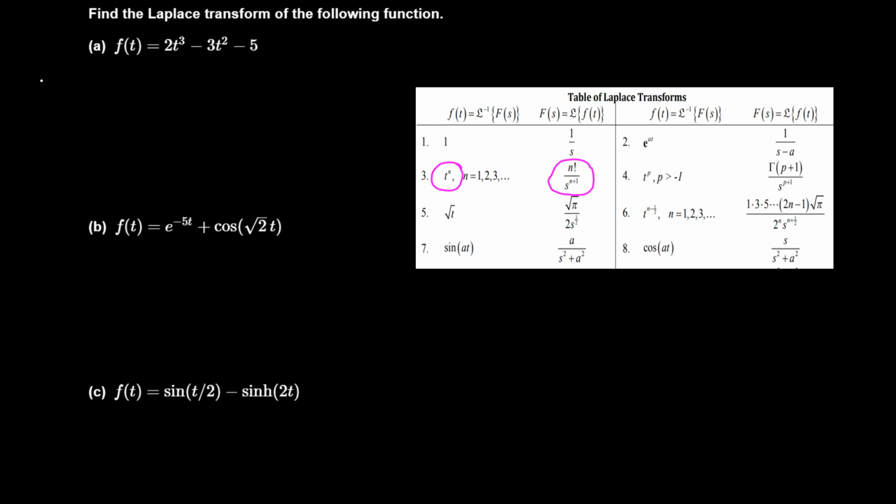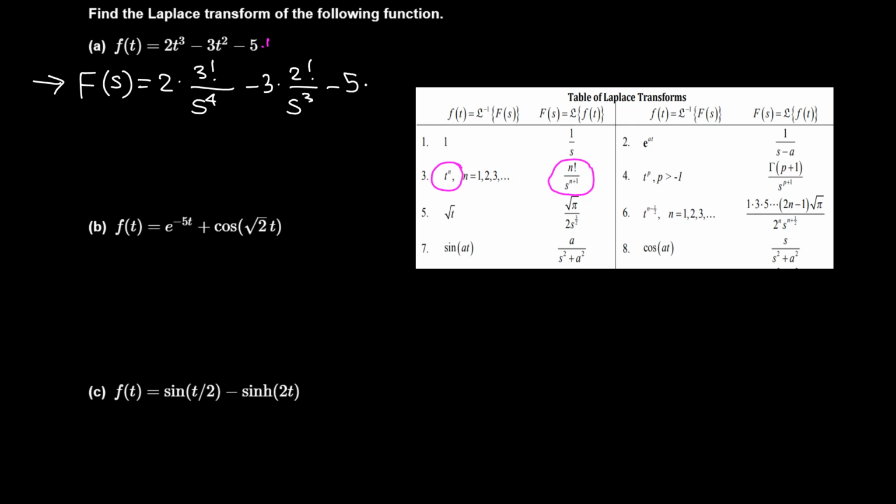Okay, so in this case, the Laplace transform of this, which we denote by uppercase F, will be a function of s. That is 2 times, for t cubed, just using this table, 3 factorial over s raised to n plus 1, 3 plus 1, that will be 4, minus, similarly for the second term, 3 times, now t squared means 2 factorial over s raised to 2 plus 1, cubed, minus this 5, we can think of 5 as 5 times 1.